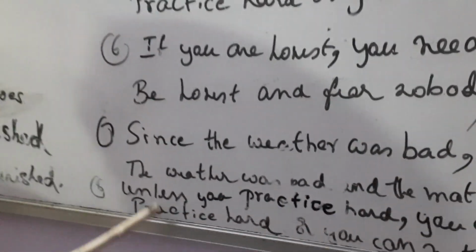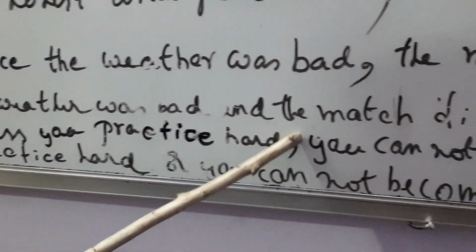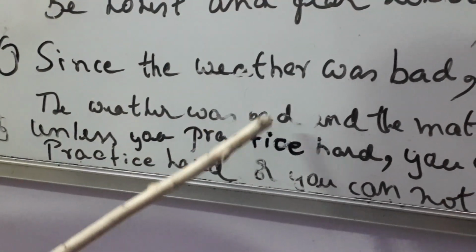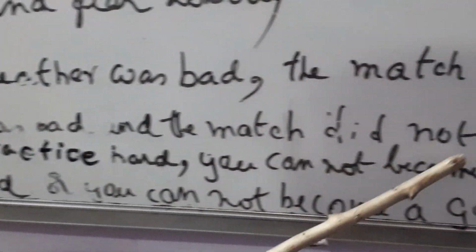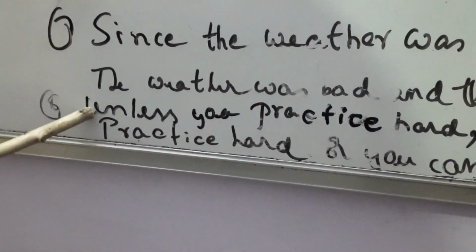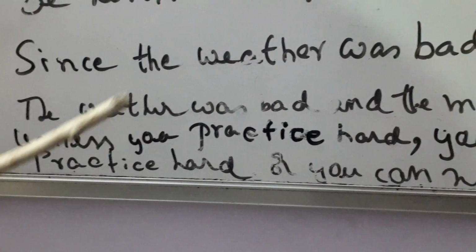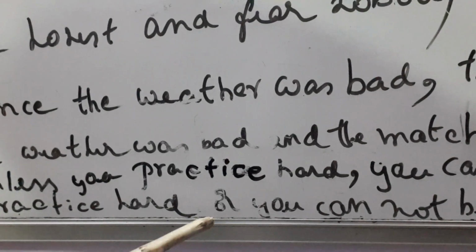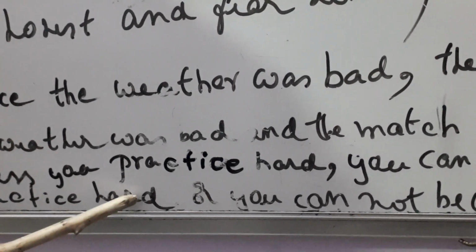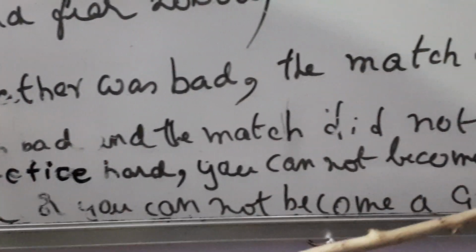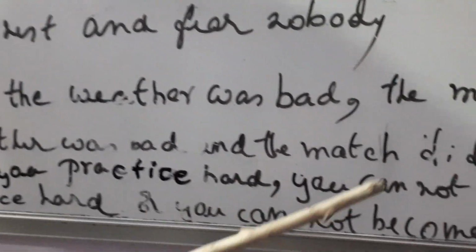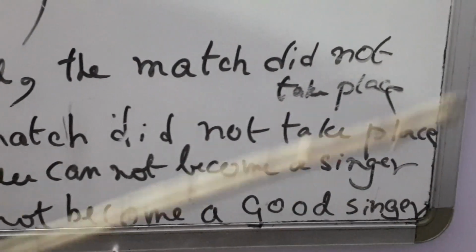Today's last sentence. Unless you practice hard, you cannot become a singer. If the complex sentence uses "unless," then the compound sentence will generally use "or," and your answer is: practice hard or you cannot become a good singer.